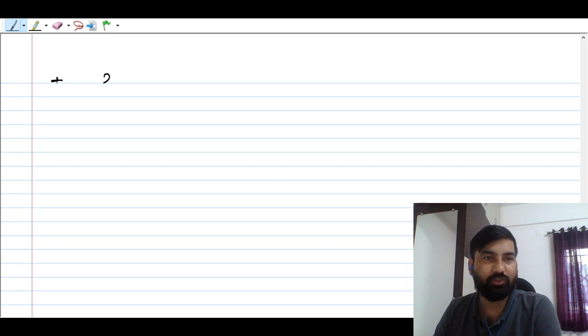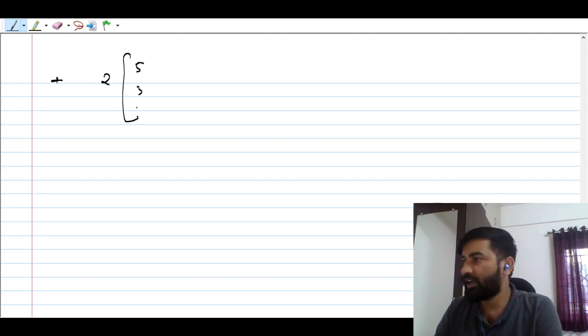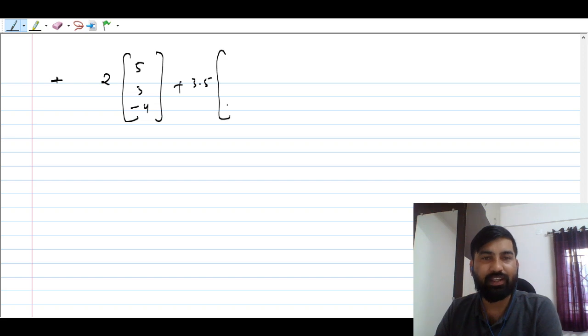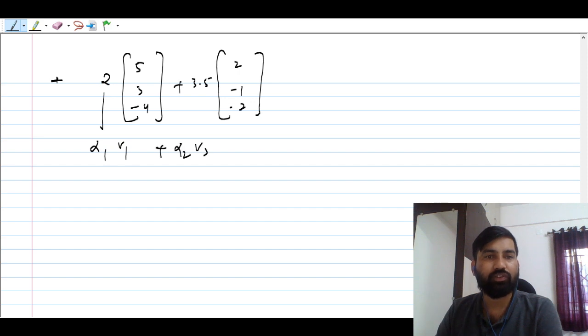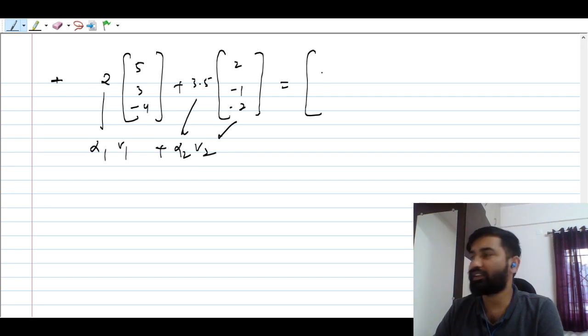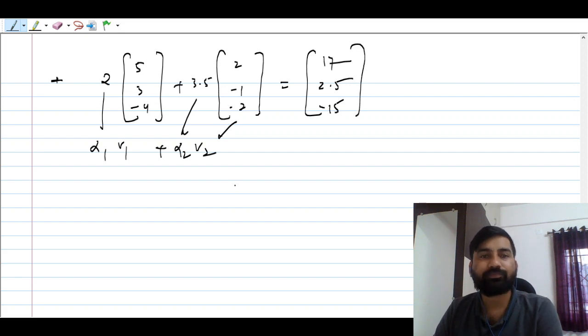You can also write, as a second example, 2 times any vector you take, like 5, 3 and -4, plus 3.5 times 2, -1 and -2. So what is this? This is a linear combination: alpha 1 v1 plus alpha 2 v2, which is equal to the new vector 17, 2.5 and -15. You can do it like this, understood?